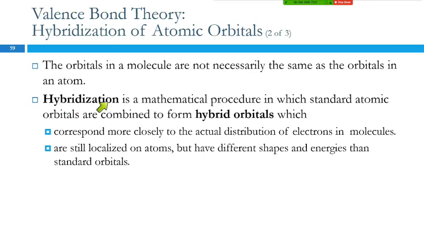And so hybridization is the missing concept. Hybridization is a mathematical procedure in which we take those standard atomic orbitals and combine them to form hybrid orbitals. You can think of hybridization as being sort of like an averaging. We're going to combine these orbitals and average them, and then we're going to end up with new orbitals. This gives us a much better prediction of what actually happens. We're still looking at these orbitals as being localized on atoms, but now the shapes and energies are going to be different than the regular orbitals.